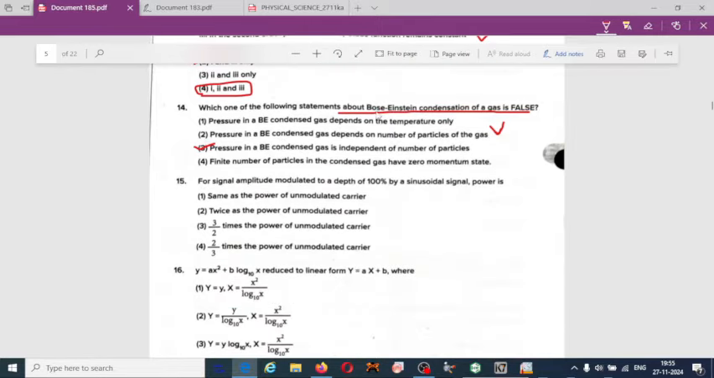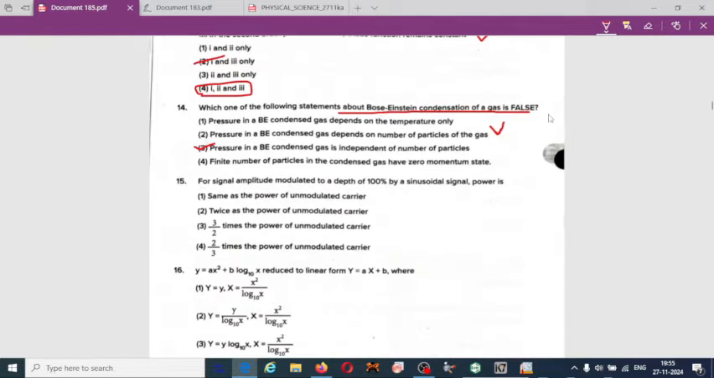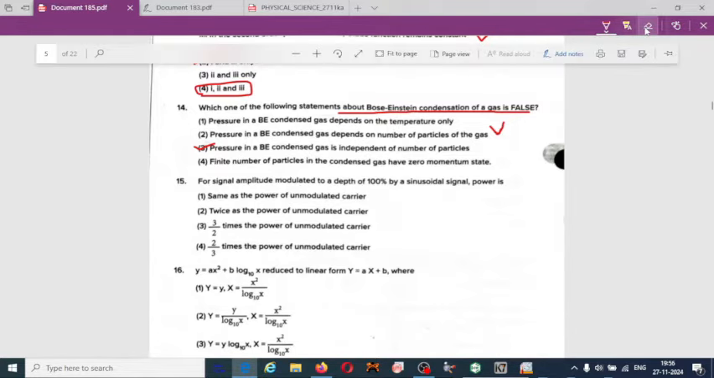Which one of the following statements about Bose-Einstein condensation of gas is false? As I have given in the previous video, option 3 depends upon volume, nothing but number of particles. But here from the answer key they have given option 2, pressure in a Bose-Einstein condensation gas depends upon the number of particles of the gas. You must also verify it.